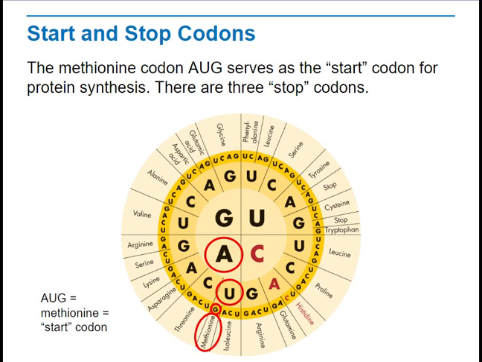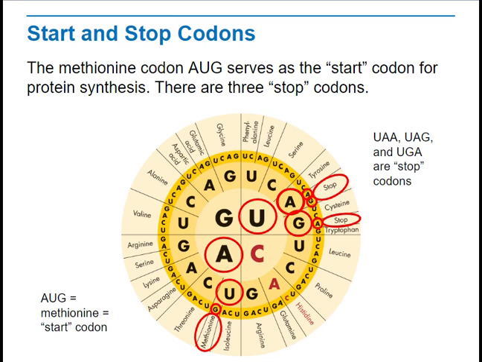Following the start codon, mRNA is read 3 bases at a time, and amino acids are added one at a time until we reach one of three different stop codons on the mRNA. Any one of those three stop codons can end the translation process. Find the three stop codons. The first one is UAA, the second is UAG, and the third is UGA.